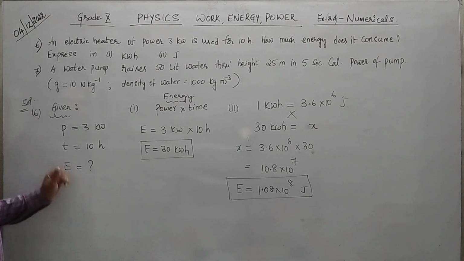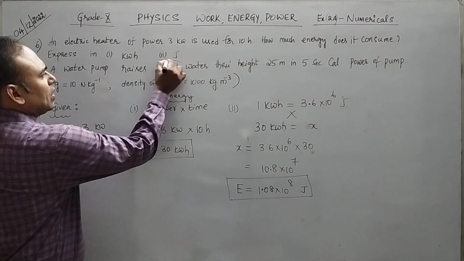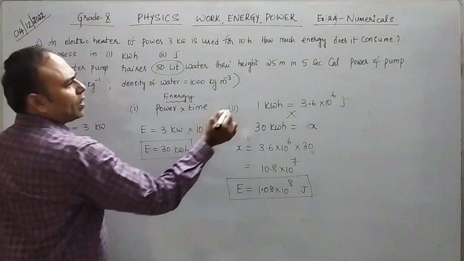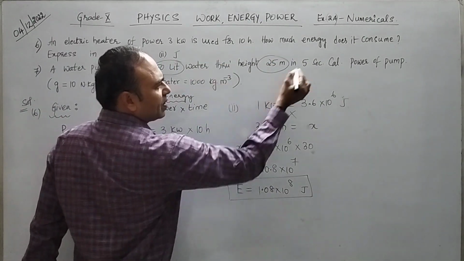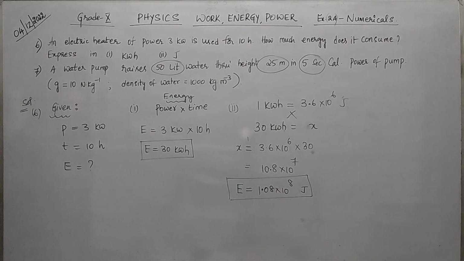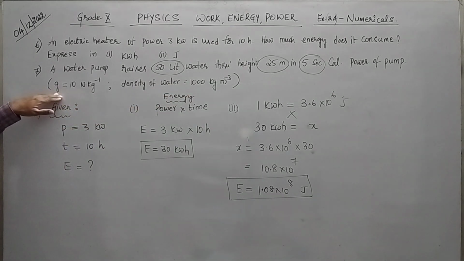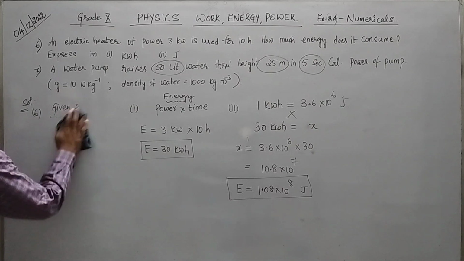Now let us move to question number 7. A water pump raises 50 liters of water, volume is given, through a height of 25 meter, in a time of 5 seconds. You have to calculate the power of the pump. Given density of water is 1000 kg per meter cube and acceleration due to gravity g is 10. Now let us calculate. Try to solve this in 1 minute.